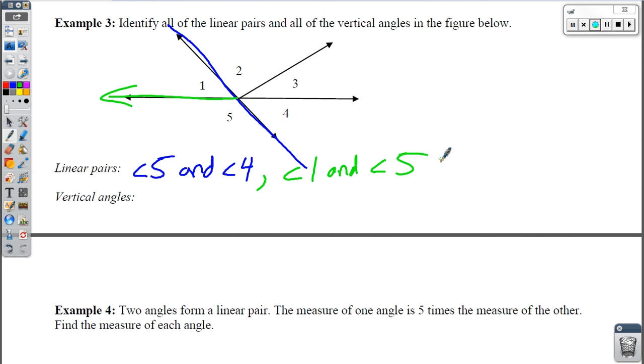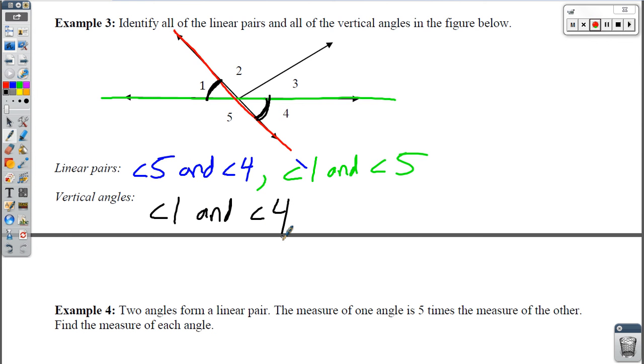As far as vertical angles go, what we are looking for again is where we have two lines intersecting, looking for the opposite pairs. So if we look at, say, this green line and this red line intersecting, we've got an angle right here that is opposite an angle right there. So we can say that angle 1 and angle 4, those are vertical angles. And as far as this picture goes, there are no other sets of vertical angles.